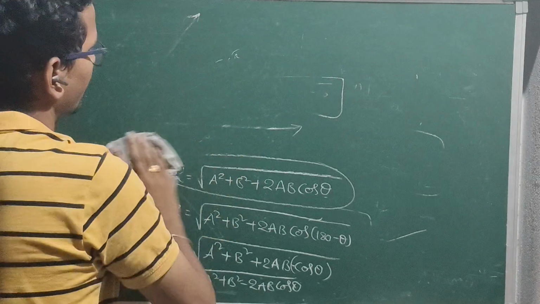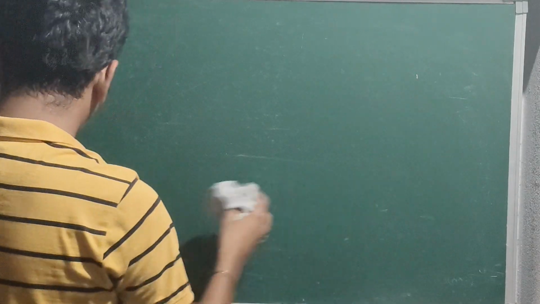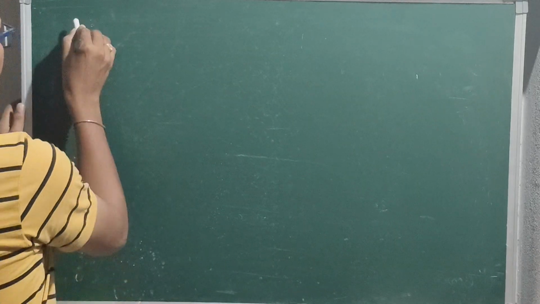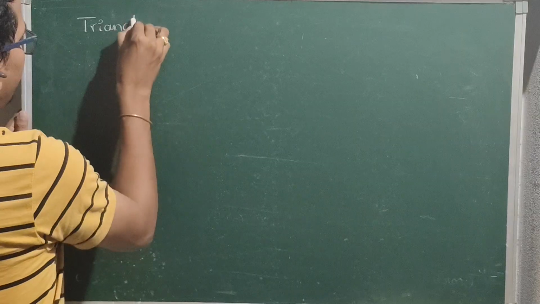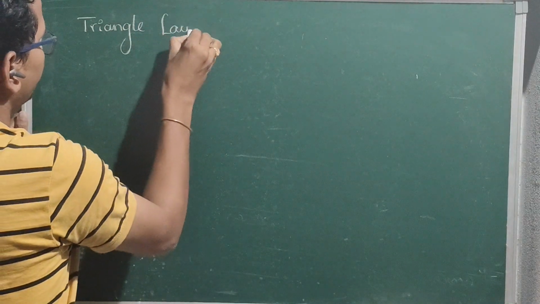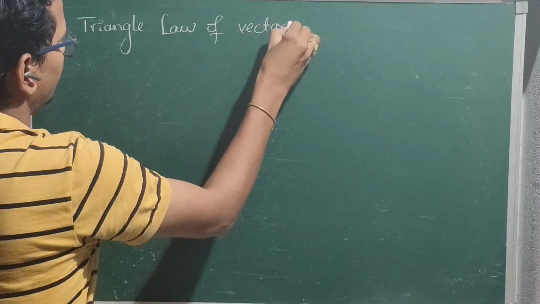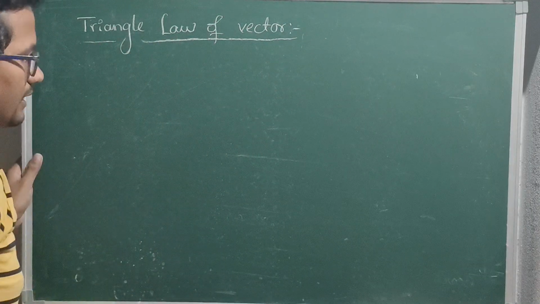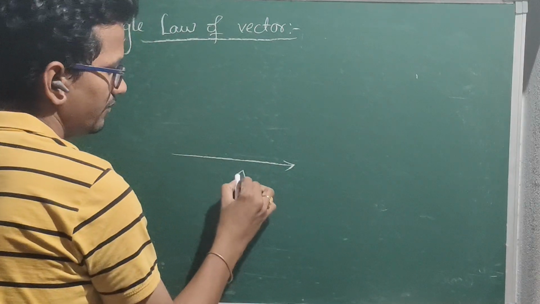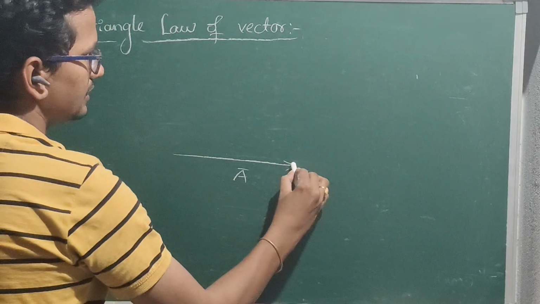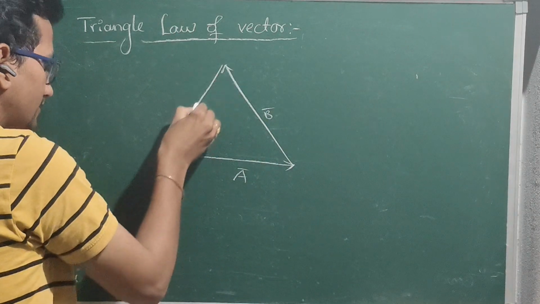Next one, triangle law of vector. Triangle law of vector means what? If we take three sides, the first one is vector a bar, the second one is b bar, and the third vector is this one.